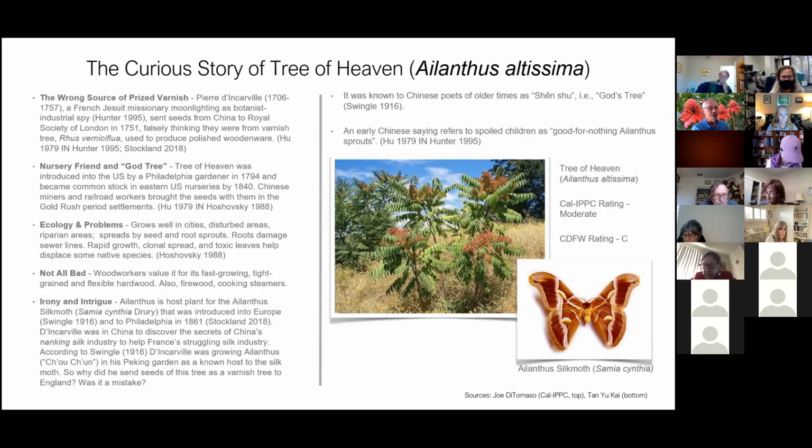And curiously, it does also support the silkworm. So why he brought this in and gave it to the English, not the French, as a varnish tree and not a silk tree makes me wonder if it was intentional, because it's actually good for the silk growing. So something intriguing there.